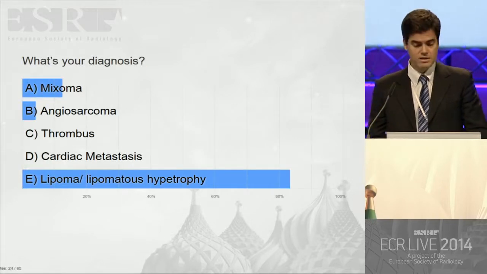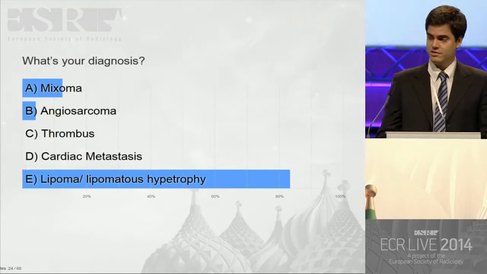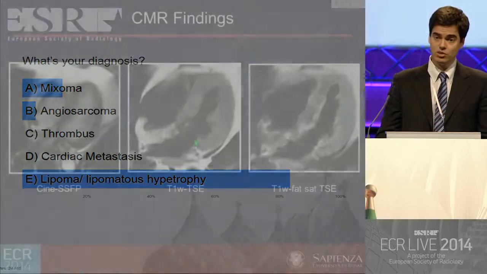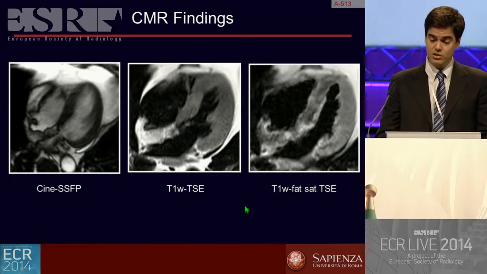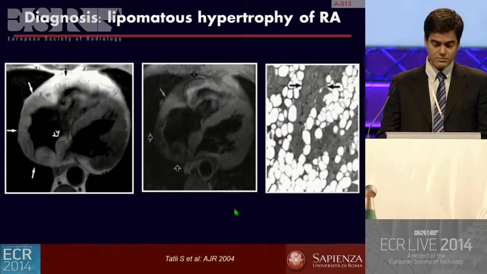Okay. Most of you are right, and it is a lipomatous hypertrophy of the right atrium. What is the hint, the clue to look at this image, of course, is that there is a high signal intensity lesion which completely suppresses, and it is the location. So another case, not from our experience, but it was published, very similar to the previous one.